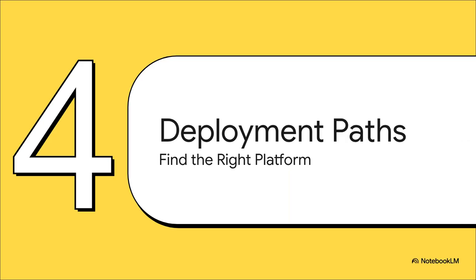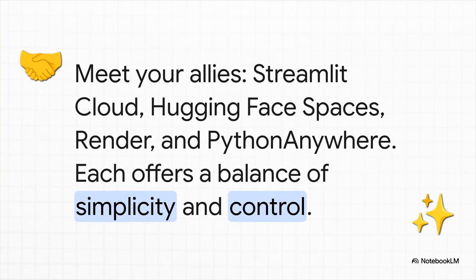Okay, we've got the concepts down, we've got the tools in our toolkit. Now for the final piece of the puzzle. Where do we actually host this thing? Choosing the right platform is all about balancing how easy you want it to be versus how much control you need. We're going to look at 4 really popular options that are perfect for data scientists getting started. Think of them as your allies: Streamlit Cloud, Hugging Face Spaces, Render, and PythonAnywhere. Each one has its own personality and is built for a different kind of job.